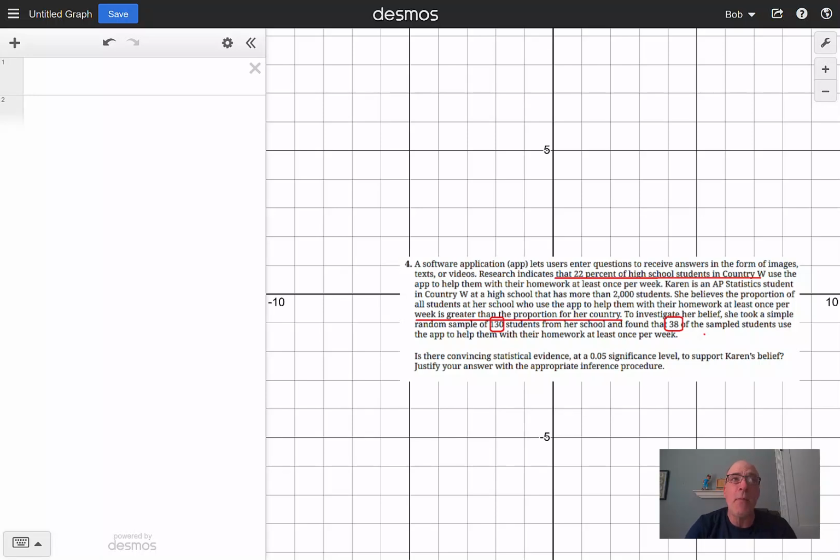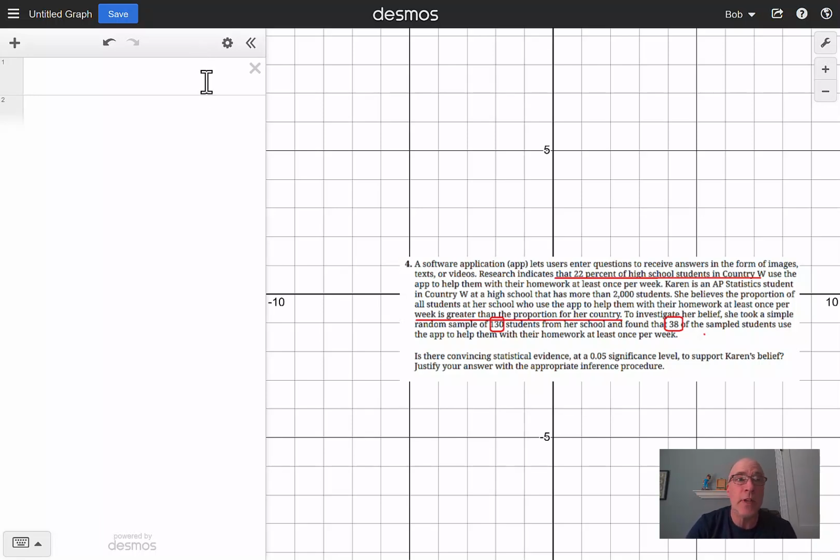So she takes a random sample, 130 students. 38 of the sampled students use the app with homework. So I hope you identify this is a one sample Z-test for population proportion. We hope that the students do that as well. And is there convincing statistical evidence at the 5% level to support Karen's belief? So we're going to do one sample Z-test for population proportion.